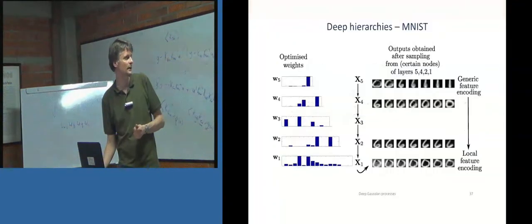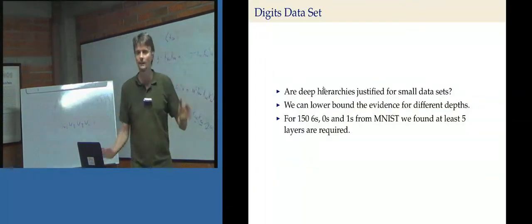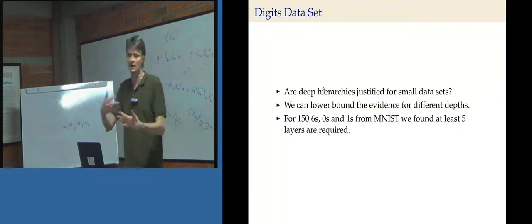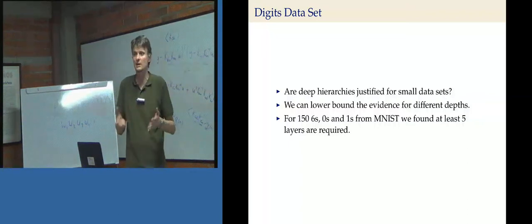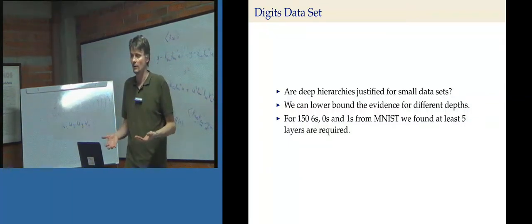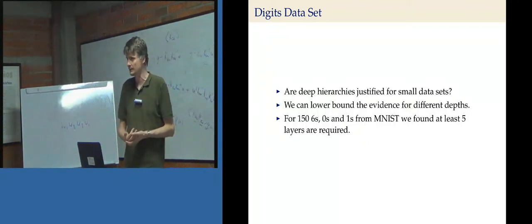Then this is just the thing I've shown you. The question here is, are these deep hierarchies, which have all these parameters, justified for small data sets? I'd forgotten this data set size. This is only 150 digits. And with the model, we get a lower bound on the marginal likelihood, and that lower bound tells us, yes, 5 layers, please. Any model with fewer than 5 layers is worse.